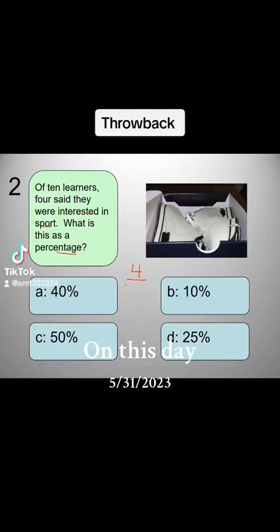Now I'm going to convert the fraction into hundredths to make it a bit easier. So I'm going to multiply top and bottom by 10. So I get 40 hundredths, which is equal to 40%. So the answer is going to be 40%, which is going to be option A, guys.